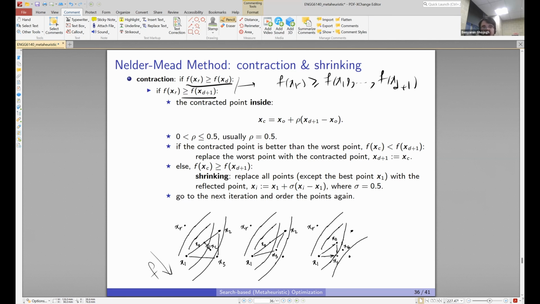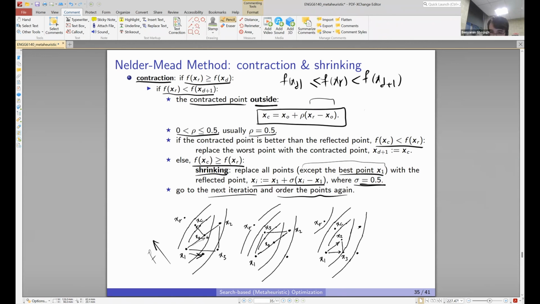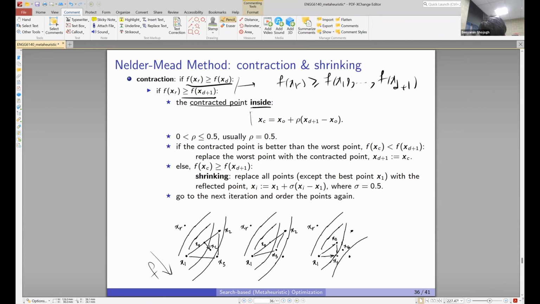So let's not reflect it anymore, right? Then what do we do? We define the contracted point inside. The previous one was the contracted point outside. Now the contracted point inside is defined as this. Starting from the point xo, go in the direction from xo toward xd plus 1. Where is that? xo here toward x3. xd plus 1 is x3 here. Toward this direction, starting from xo, and rho here is between 0 and half, usually set to half.